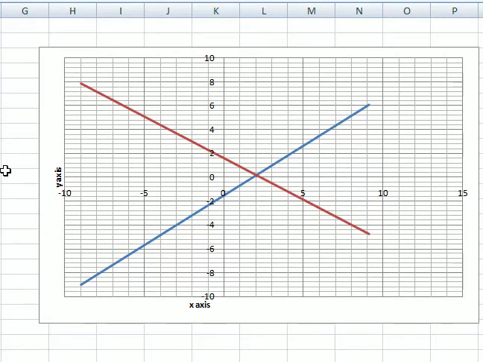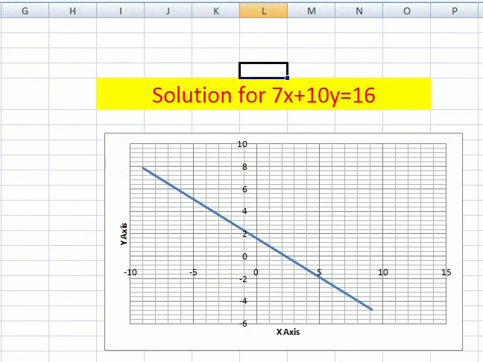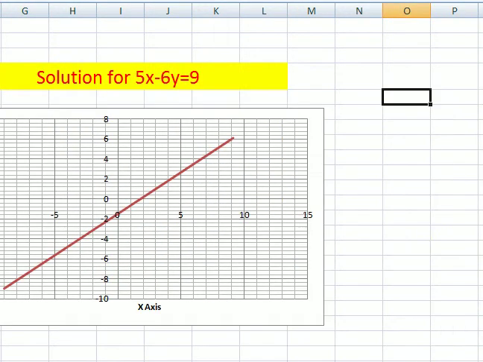So this is the graph for the two equations. If you see here, this is the solution for the first equation, that is 5x minus 6y equal to 9. This is the solution for the first equation. Wait a minute. Let me copy and paste here.